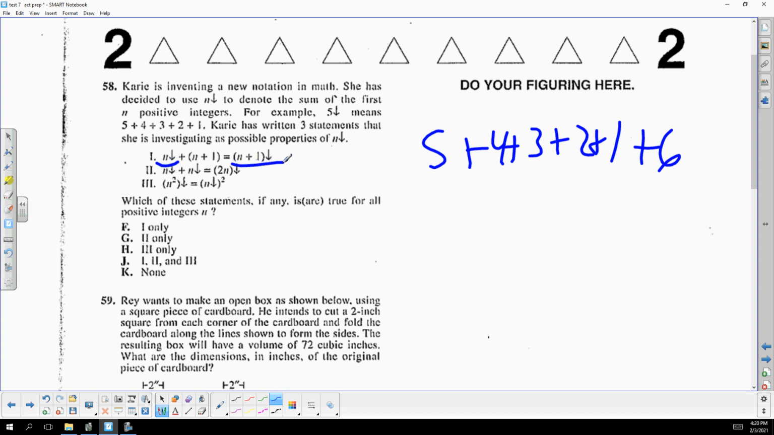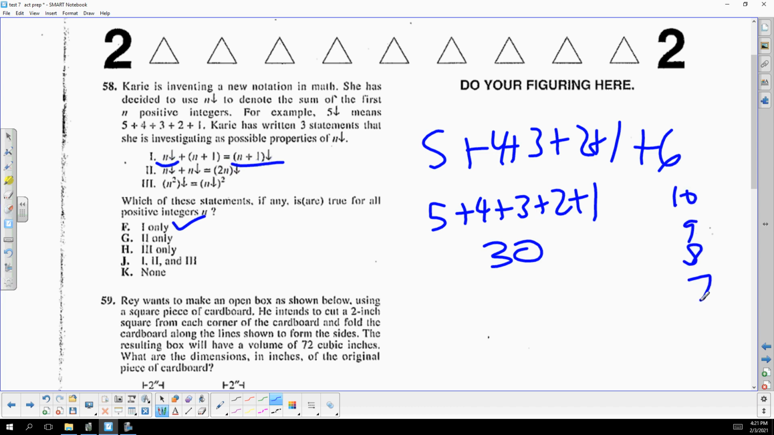I don't think 2 and 3 have any chance because this one would be 2. I'll just do 2. 5 plus 4 plus 3 plus 2 plus 1 plus itself would be, this is 15, and 15 would be 30, and 2n would be 10 plus 9 plus 8 plus 7. That's already over the amount.